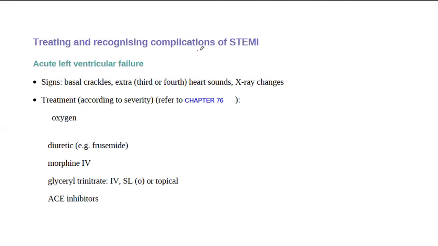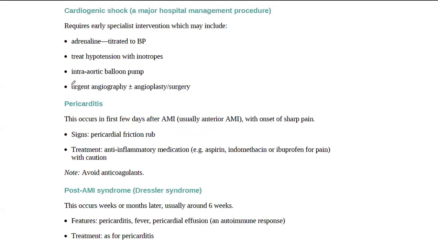Some of the complications of ST elevated AMI. A patient with ST elevated AMI can have complications like heart failure. Then they can go into cardiogenic shock. They can have pericarditis, which is Dressler syndrome, the post-AMI syndrome. All of these complications can happen.